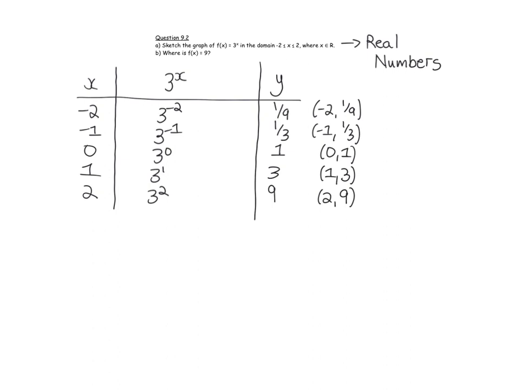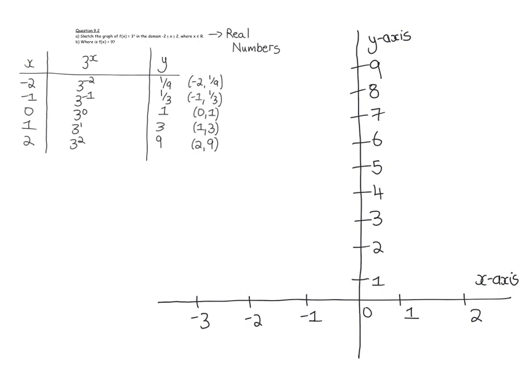Once we have our table and our points, we can make an x and y axis, like the one here. When we've got that drawn, we just then need to plot our points. So we have -2, a ninth. It's going to be down here. -1, a third. It's going to be here. 0, 1, 1, 3, and 2, 9. So we draw that there, and then we just join the points together. When you do join it together, you should get something similar to this.